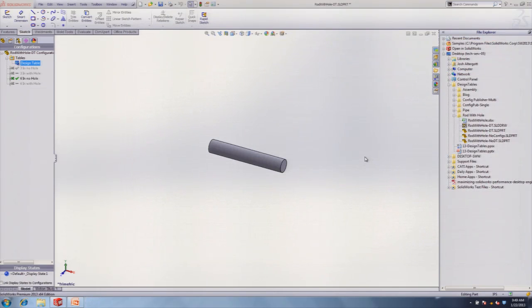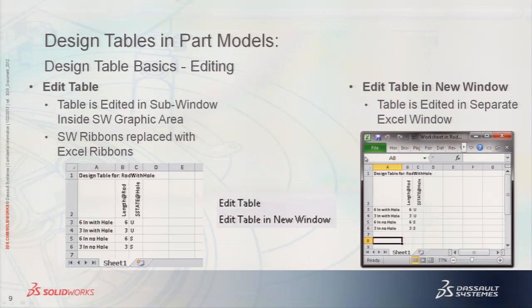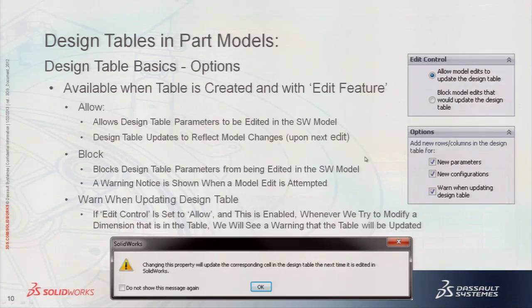And because this spreadsheet is embedded into the part file with Microsoft OLE, just like if you insert an image into a Word document, you don't lose any data because it's actually part of the part file right there. All right, so that's edit table in new window. That's everything we need on those, right?